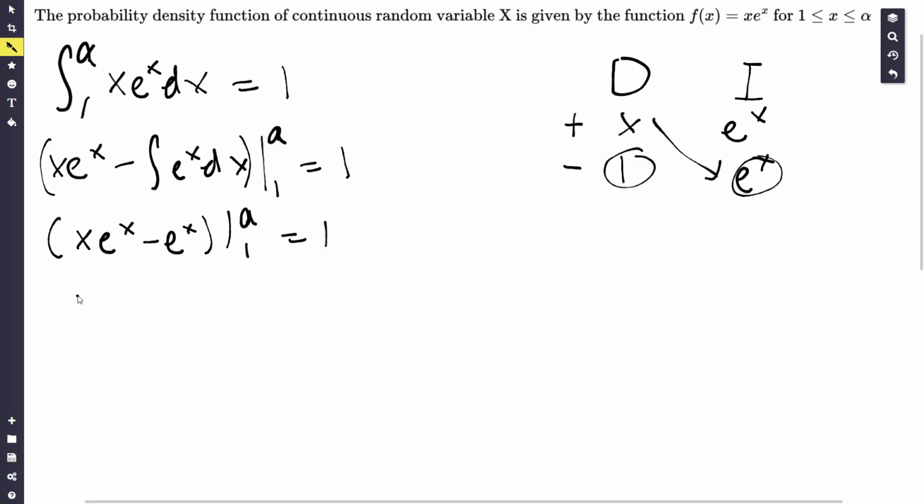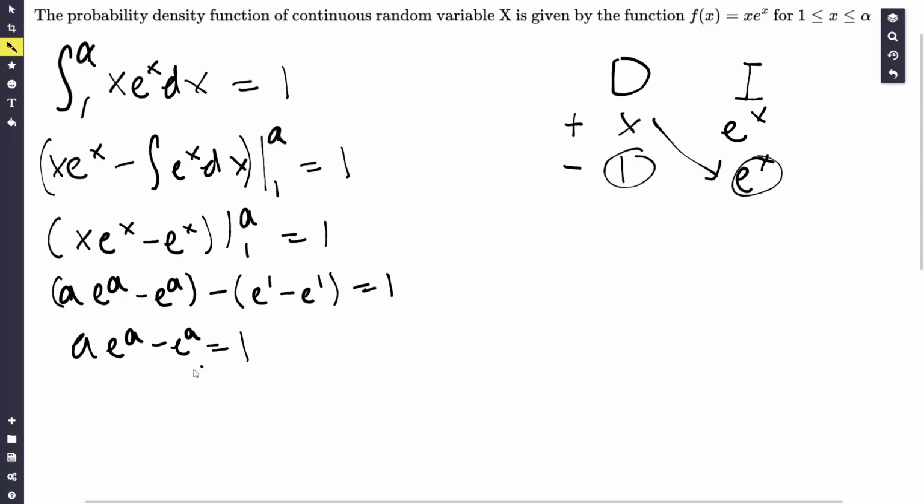So now we see when we evaluate this at alpha, we get alpha times e to the power of alpha minus e to the power of alpha. Now we have to evaluate at 1, and we get e to the 1 minus e to the 1. This equals 1. So now we see this will just become 0. So now we just have alpha times e to the power of alpha minus e to the power of alpha equals 1. To solve this, I will first factor out e to the power of alpha, and this will just give us alpha minus 1. This is equal to 1.